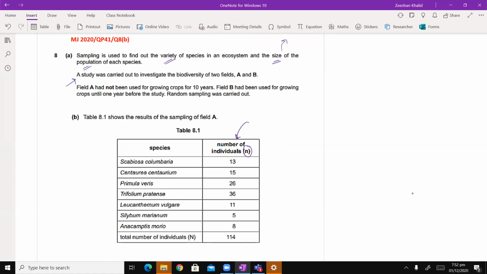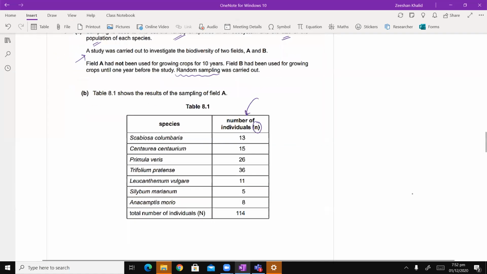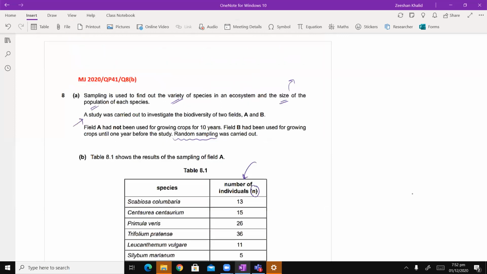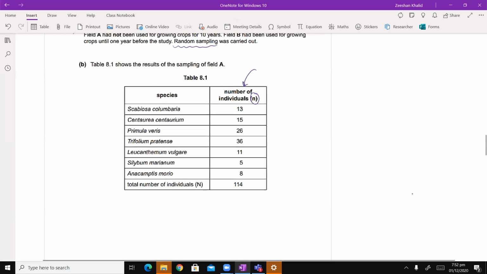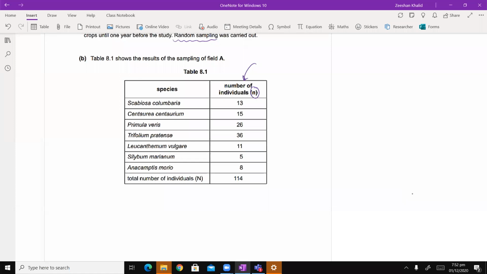Random sampling was carried out. What is random sampling? Inshallah we will discuss it in our next class tomorrow. Table 8.1 shows... after part A of the question, you can see that part B starts directly, because A was about random sampling and since we haven't done that, I haven't included it. So part B says table 8.1 shows the results of sampling of field A.